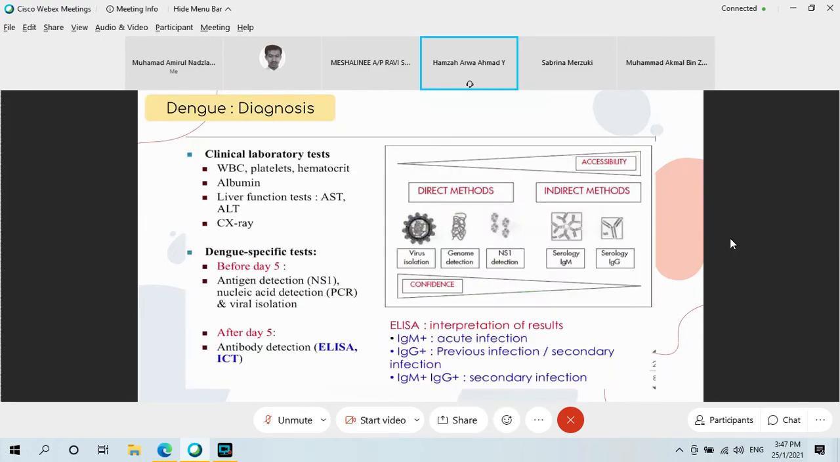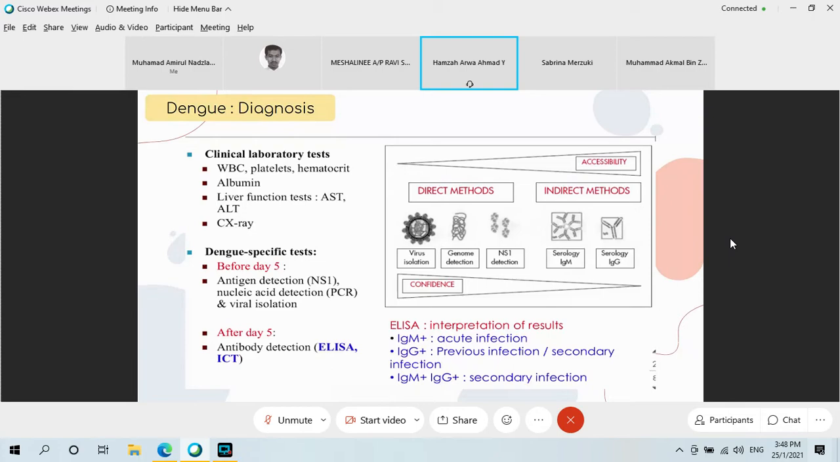Next is how to diagnose dengue. First of all is to do the clinical laboratory tests. The results are going to show a decrease in white blood cells, platelets, and hematocrit, and the albumin is also going to decline. It's called hypoalbuminemia because albumin and other smaller plasma proteins leak from the blood vessels. The AST and ALT are going to be elevated.